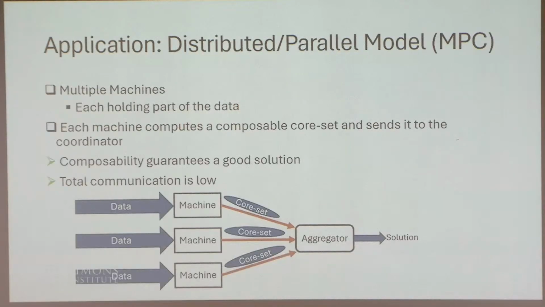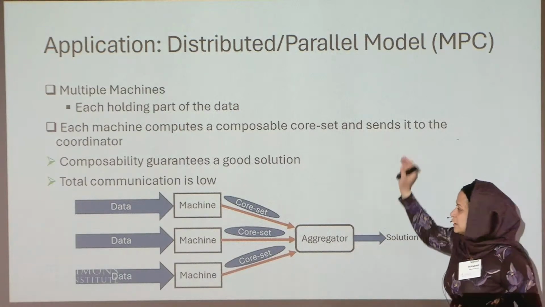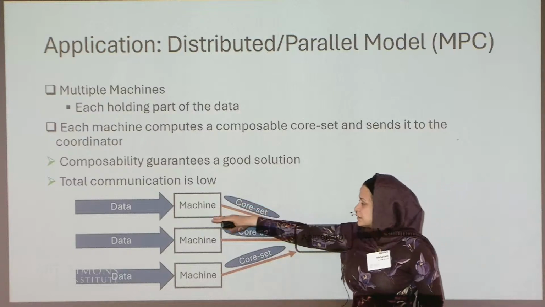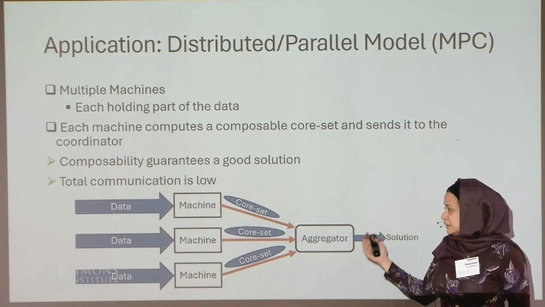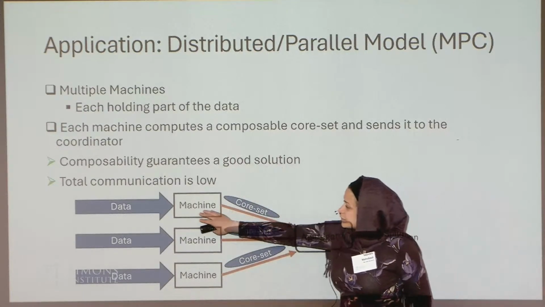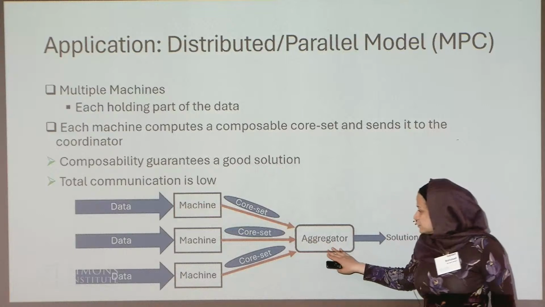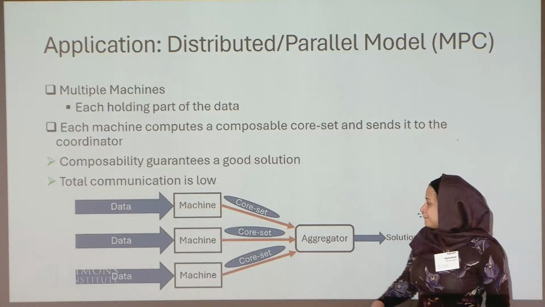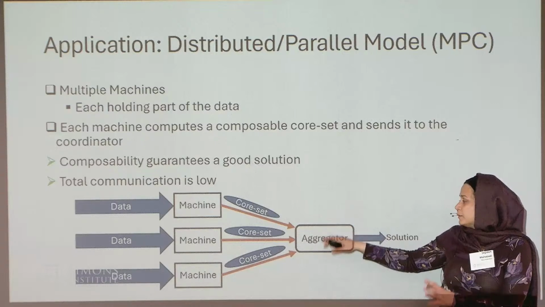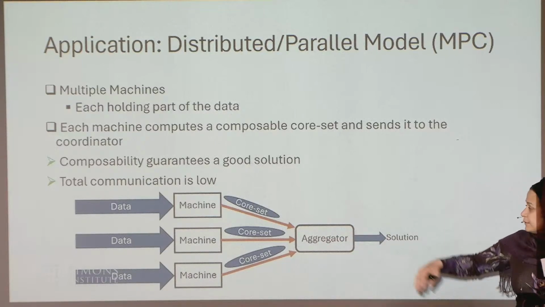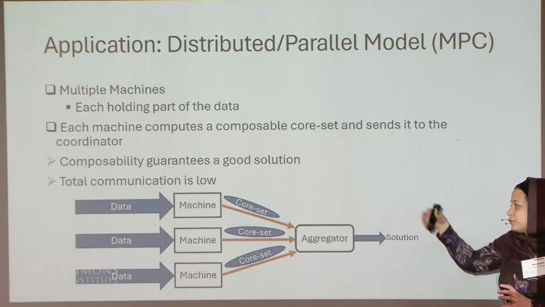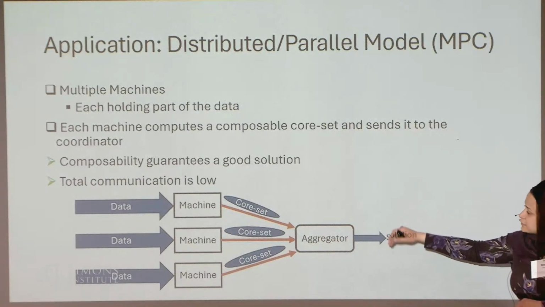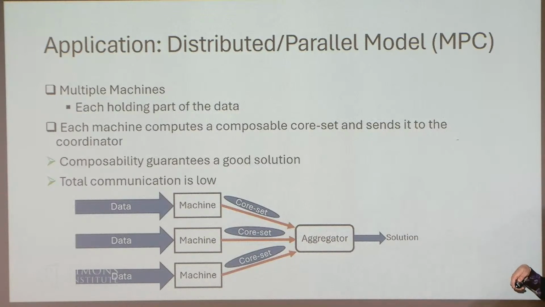Okay, so basically, how do we get it? Suppose that we are in, for example, the MPC model. Our data is large. It's not all in one place. The data is partitioned over multiple machines. And if we know that the problem that we would like to solve at the end of the day admits a composable coreset, each machine can just compute a coreset on its own data and send it to a single aggregator. The aggregator can just solve the problem over the union of these coresets. It's because of the composability property that the solution computed by the aggregator is a good approximation for the whole data. And because the size of the coresets is small, the total communication is low.